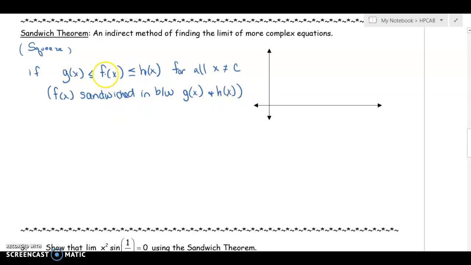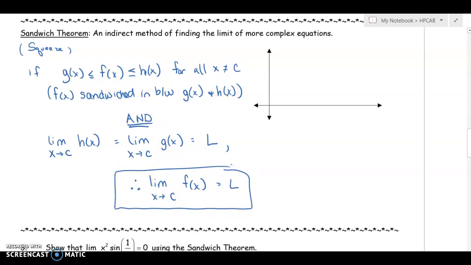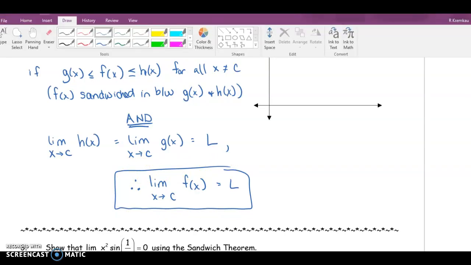Okay, so if you have this function that's sandwiched in between these other two functions, the other thing that has to be true is the limit as x approaches c of h of x is equal to the limit as x approaches c of g of x. If both of those limits as x approaches c equal L, some limit, therefore the limit as x approaches c of the sandwiched function f of x is also going to equal L.